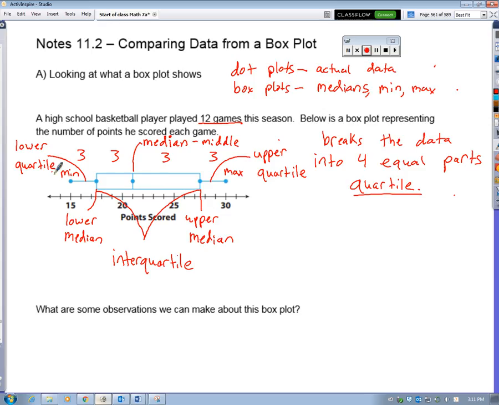We got a lot of stuff going on here that we just wrote down. So what are some observations we can make about this box plot? What we can tell is we know the median is right here. So the median points he scored in a game was 21. We don't know if it was a he or a she. The median scored was 21 points.